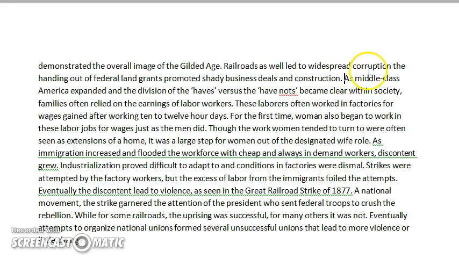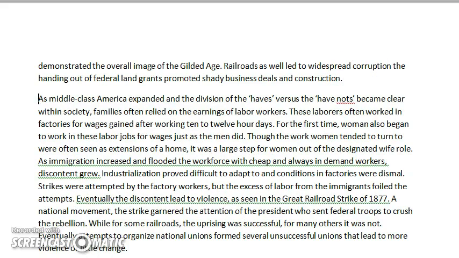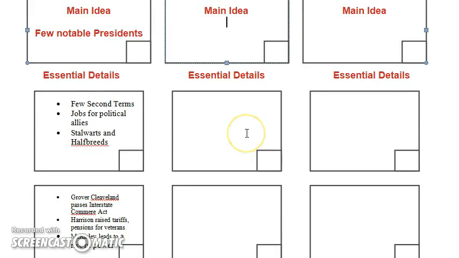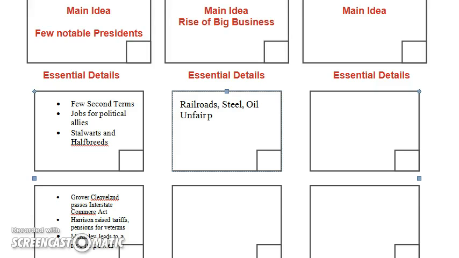So that should be a second paragraph, since this is more about business. So I'm going to go back to the rise of big business. Essential details: they're constructed of railroads, steel, and oil. Unfair business practices, vertical and horizontal integration.